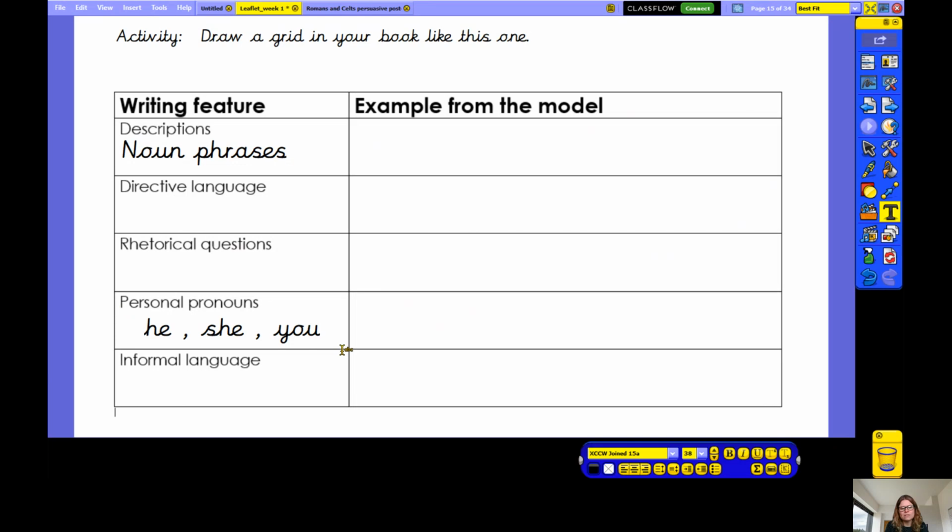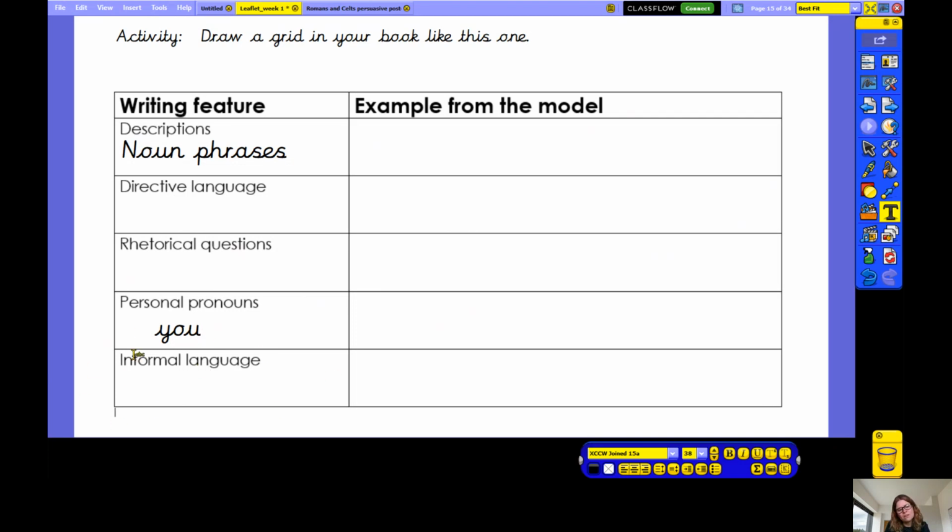Now have a look through your leaflet. Now remember, the leaflets are going to be written directly to someone. They want someone to pick them up and feel like they're being spoken to by somebody else. So leaflets use personal pronouns quite a lot. For example, he, she, the ones we're going to be looking for mainly are you, okay? So see if you can find some examples of you in the text.